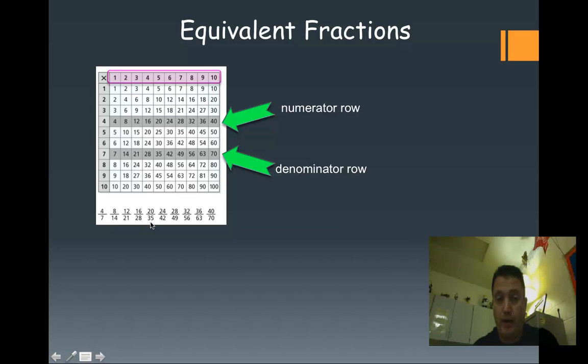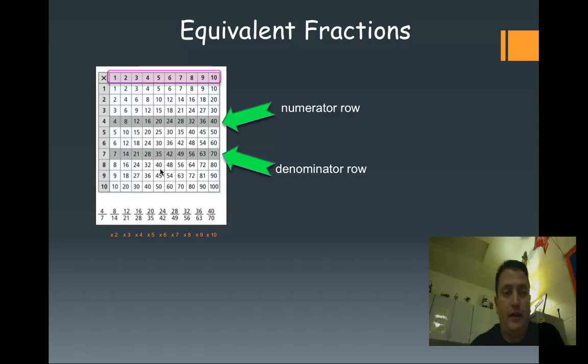Remember, numerator and denominator have to be multiplied by the same number. That gives us 8/14. If we multiply by 3, 4, 5, 6, 7, 8, 9, 10, we could keep going. Our multiplication table doesn't go that far, but you get the idea. As long as we multiply the numerator and denominator using the multiplication chart by the same number, we're going to get equivalent fractions every time.